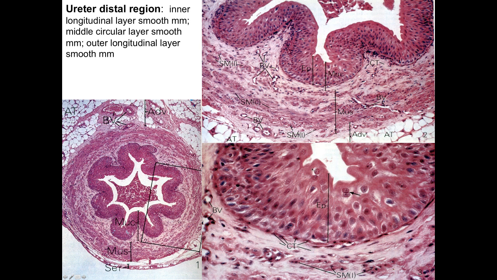A higher power view of the epithelium again, noting the transitional epithelium, the large dome-shaped cells like so, and here you can even see a cell that's binucleate. And you can see the adventitia in the low power view.